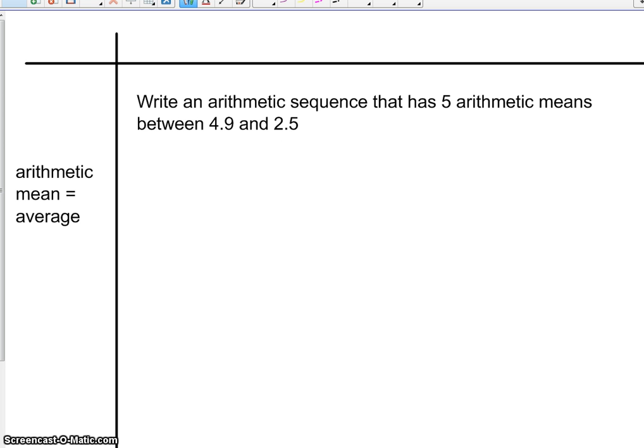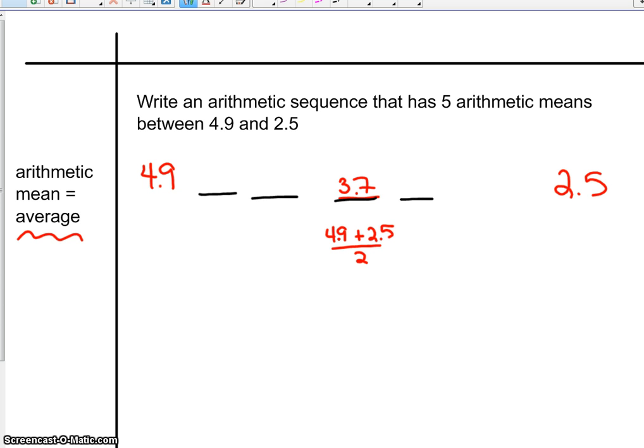All right, when we talk about writing an arithmetic sequence, that's 5 arithmetic means between 4.9 and 2.5. It means I'm going to start with 4.9 and end up with 2.5. What an arithmetic mean is, it's simply talking about your average. So if I just wanted one arithmetic mean in here, I would find the average of these two values. But they want 5 of them in there: 1, 2, 3, 4, 5. So they're finding all these values that have this equal distance between 4.9 and 2.5.